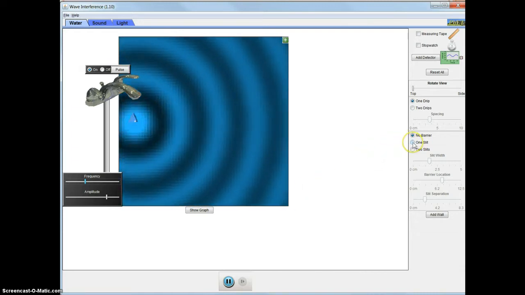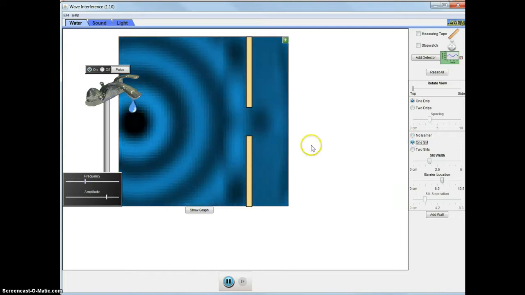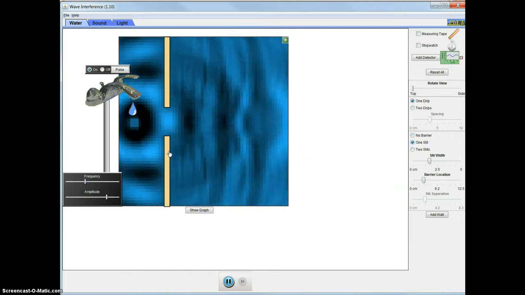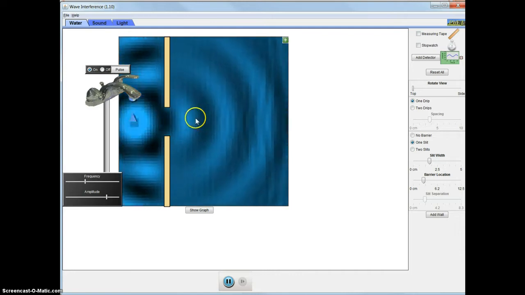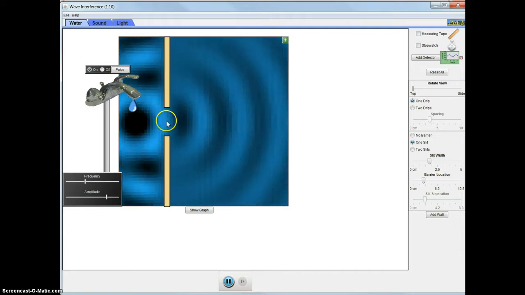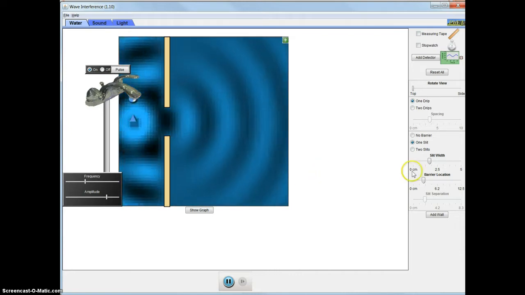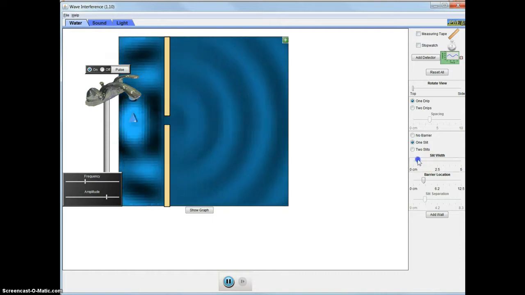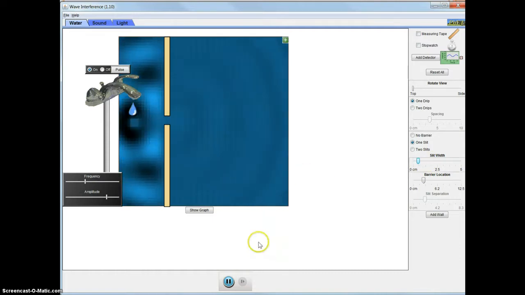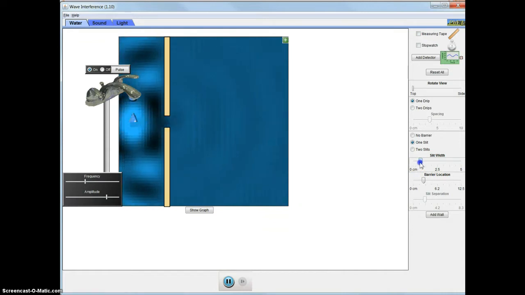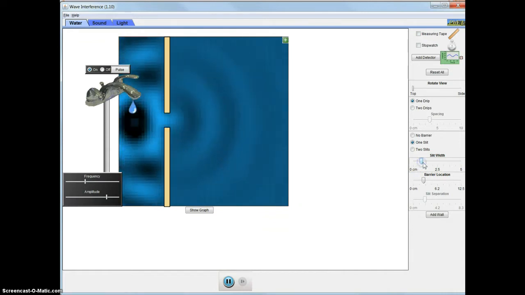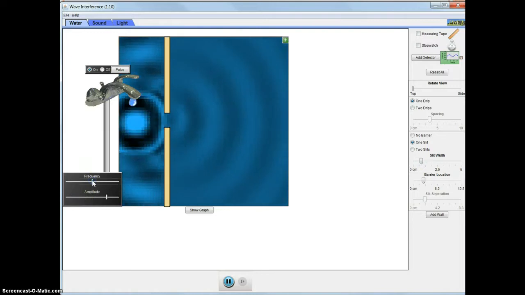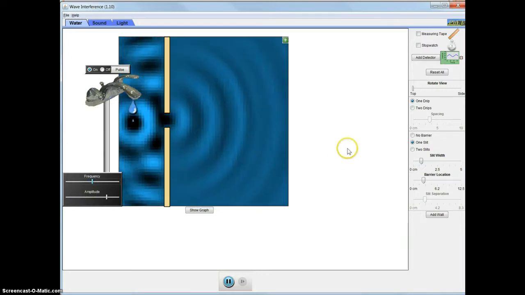Now if I add a barrier, I'm going to do a single slit barrier. I can move it over in front of where my water drips, and you're going to see that the water does come through, and then it starts creating that semicircular pattern. So if I change the slit width, it's a little wide right now. We can change it, that's a little hard to see. And you can see that pattern developing. I can change the frequency. And that's exactly what Huygens' principle is.